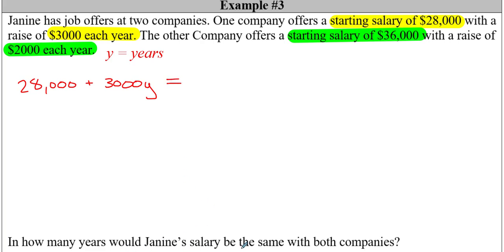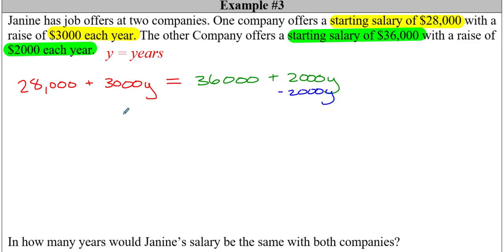And it wants to know when would it be the same. The same means equal. So we're just going to set up this other side. Let me do that in green for you. We got 36,000 plus our 2,000 each year. Okay, and now it looks like we just got one of those multi-step equations where the variable is on both sides. We just need to get that to one side, so let's go ahead and do that.